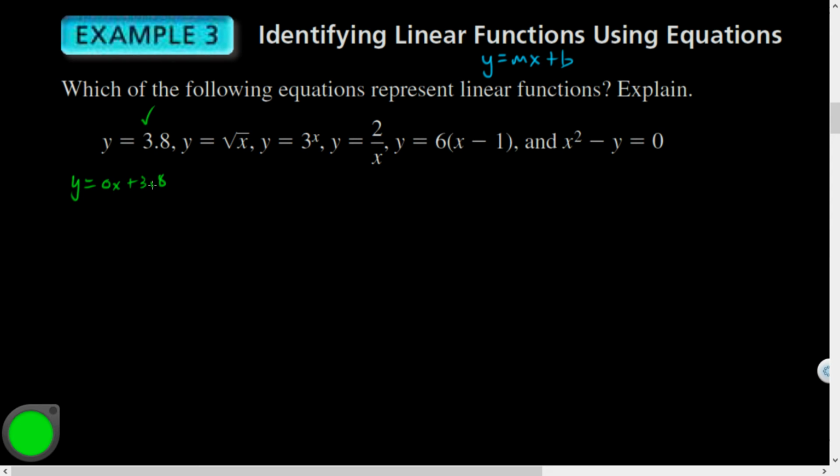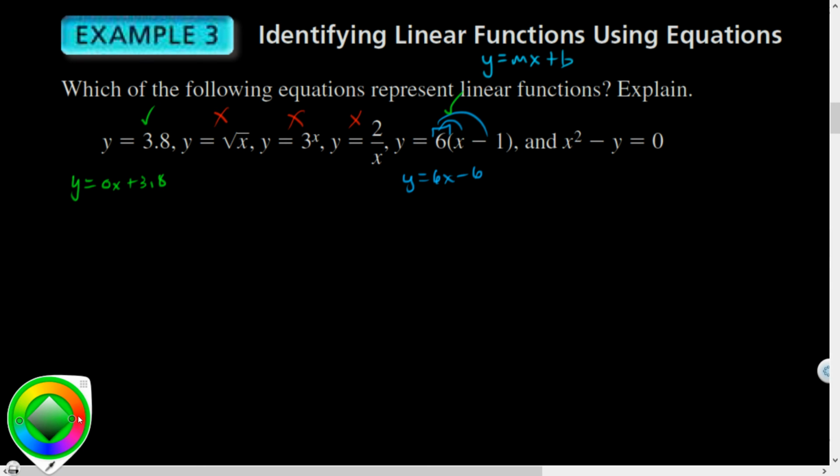So that one's good. Y equals the square root of x is not going to be a linear function. Y equals 3 raised to the x is not going to be a linear function. Now this one's tricky. An x in a denominator I cannot write in this form, because this x is in the numerator. Devin, how about this one? Yeah, if I distribute that, I could have written that as y equals 6x minus 6, which is in that form. So yeah, that's a good one. That's a linear function. It just wasn't written in that form. And this one has an x squared. That is not going to be a linear function.